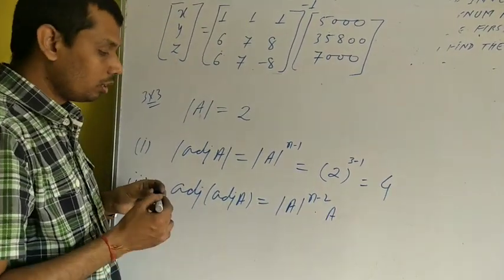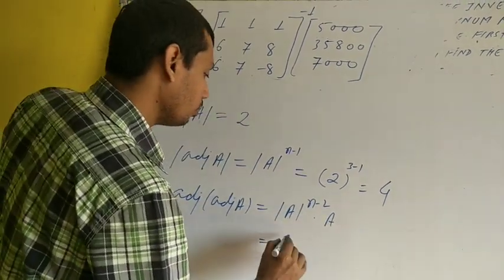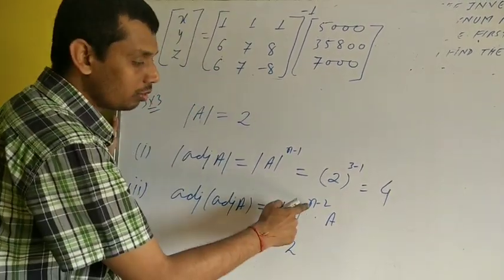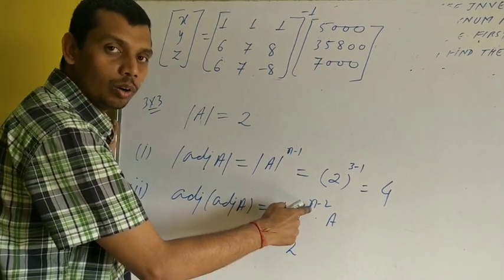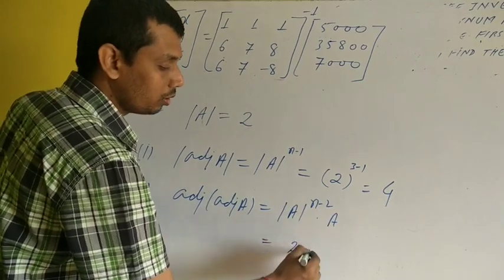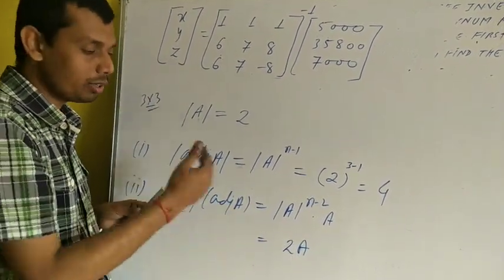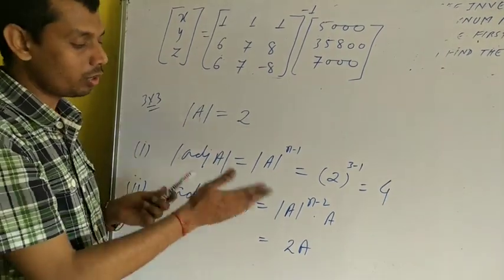So determinant A equals 2, so this is 2 to the power n minus 2, where n is the order of the matrix. 3 minus 2 equals 1. So this is 2A. If A is given in the question, you place the value of A. If it is not given, you write 2A.